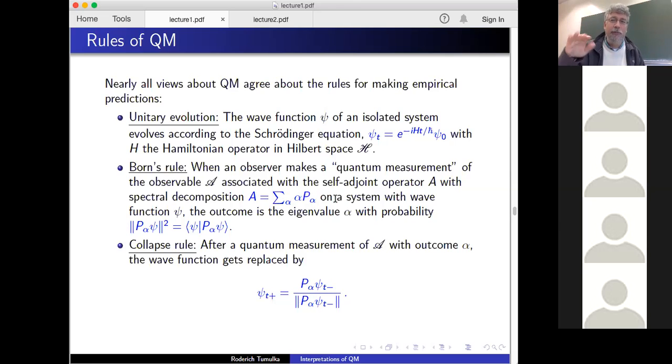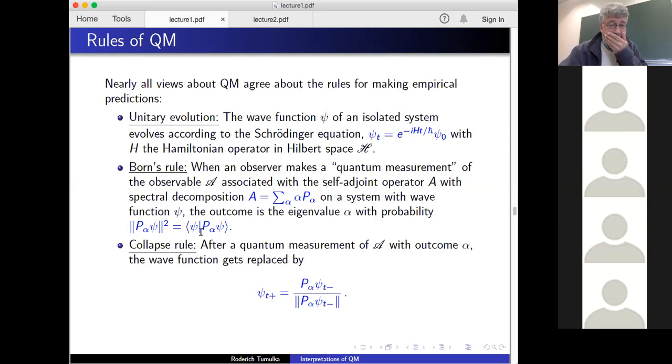Yeah, so for our purposes here, it's sufficient to focus on observables that are self-adjoint operators with discrete spectrum. Okay, when an observer makes such a quantum measurement on a system with a wave function psi, then the outcome of the measurement is one of the eigenvalues, and the eigenvalue alpha has probability given by this formula.